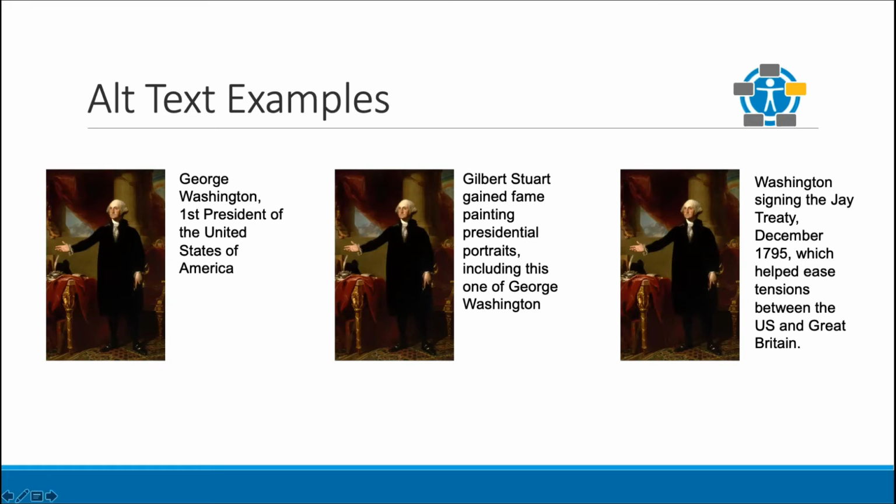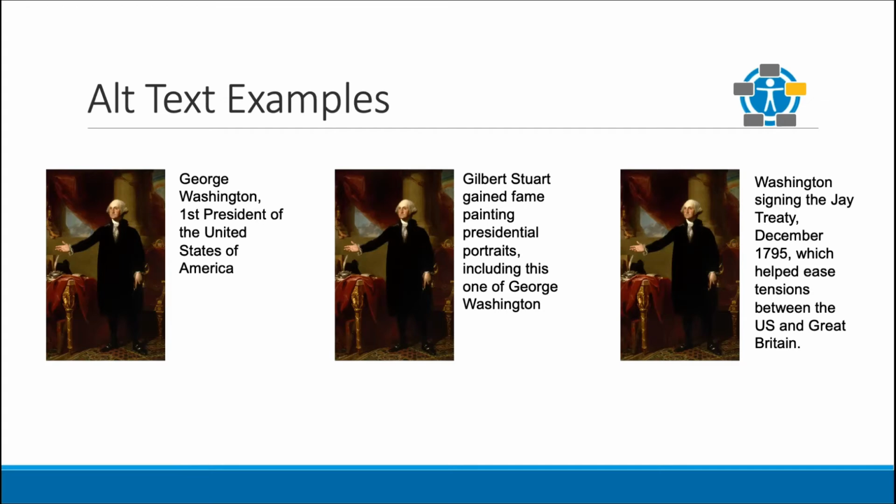And then maybe in the third option, I'm teaching a more in-depth course on the founding and economic history of the US. So I'm interested in the specific historical moment of the image. So this is Washington signing the Jay Treaty, December 1795, which helped ease tensions between the US and Great Britain. So that's the important part of the image.